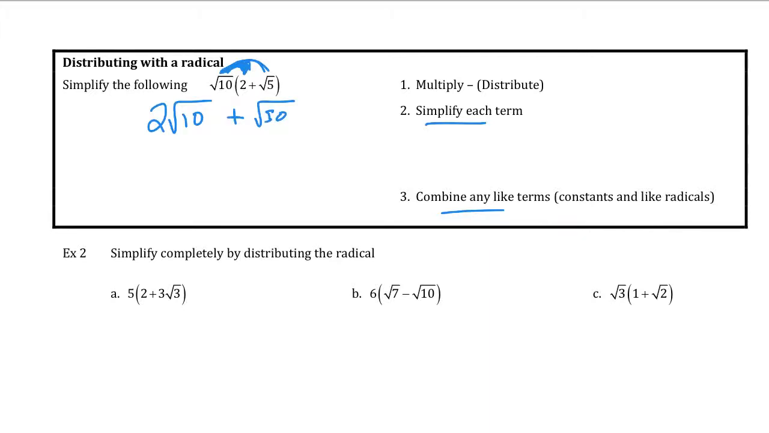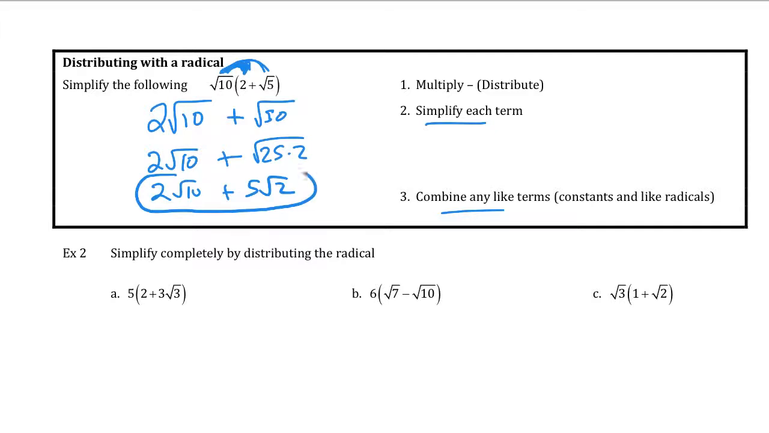So then it says to simplify each term. Well, 10 has no perfect squares, so 2 root 10 stays. Root 50 could be root 25 times 2, so I get 2 root 10 plus 5 root 2. If I had like terms, I would combine them, but I don't, so I'm going to leave it as 2 root 10 plus 5 root 2. Okay. So let's do a few practice problems with distributing.